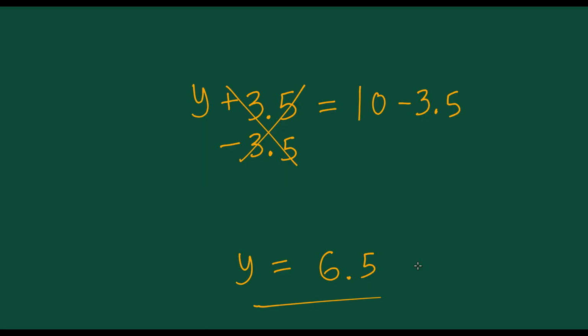And remember, for equations, you can always check if your answer is correct by substituting this number into the original equation. So we started with y plus 3.5 equals 10. This is what we started with. So to check if this is correct, let's substitute 6.5 for y. If we did that, 6.5 plus 3.5. 6.5 plus 3.5 indeed is 10. It works, so our answer is correct.